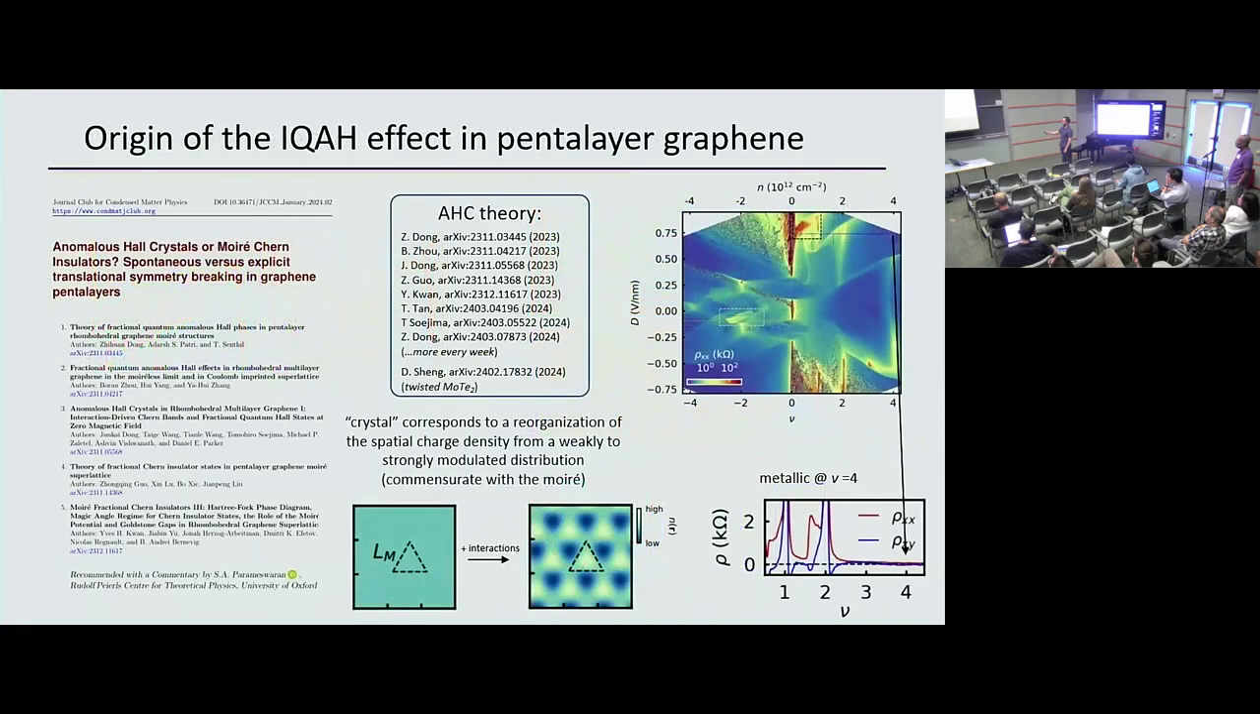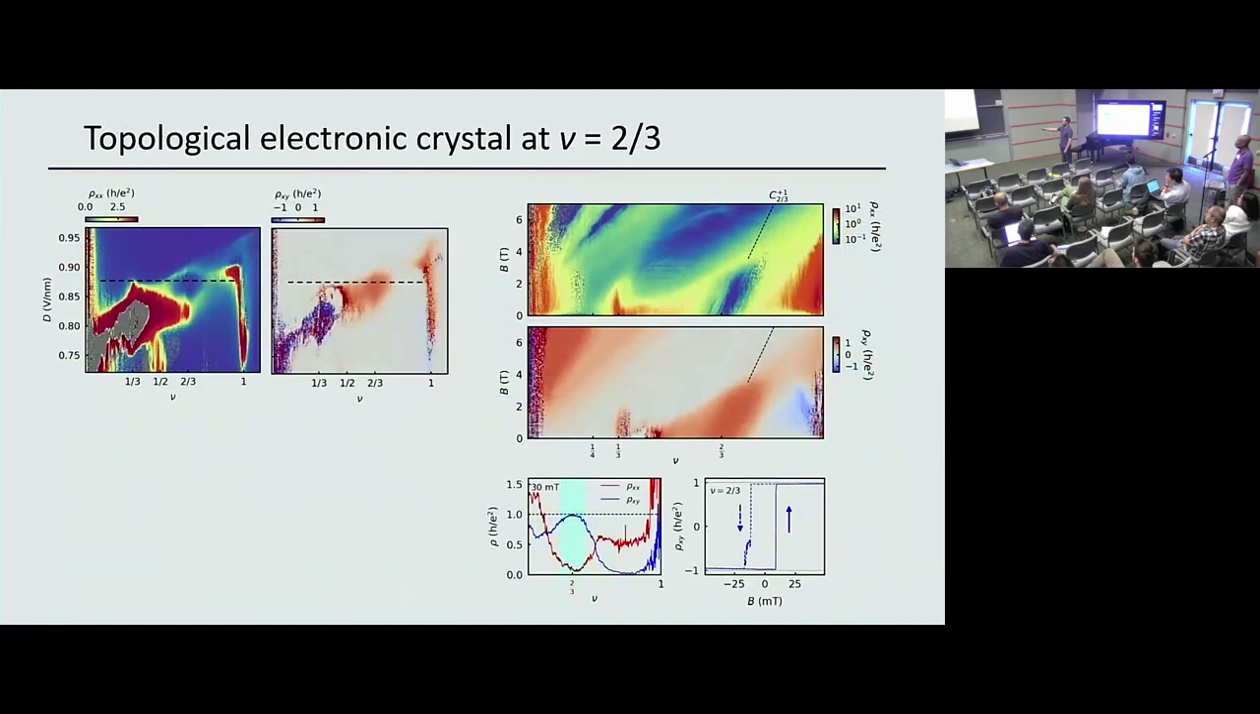We see very close to h over e squared quantization at B equals 0 at 2/3. That's a function of B, what you're showing. So look at it as a function of nu. That is the definition of integer quantum Hall quantization, as a function of nu. This is as a function of nu. That's 2/3, right? This is cutting across 2/3.